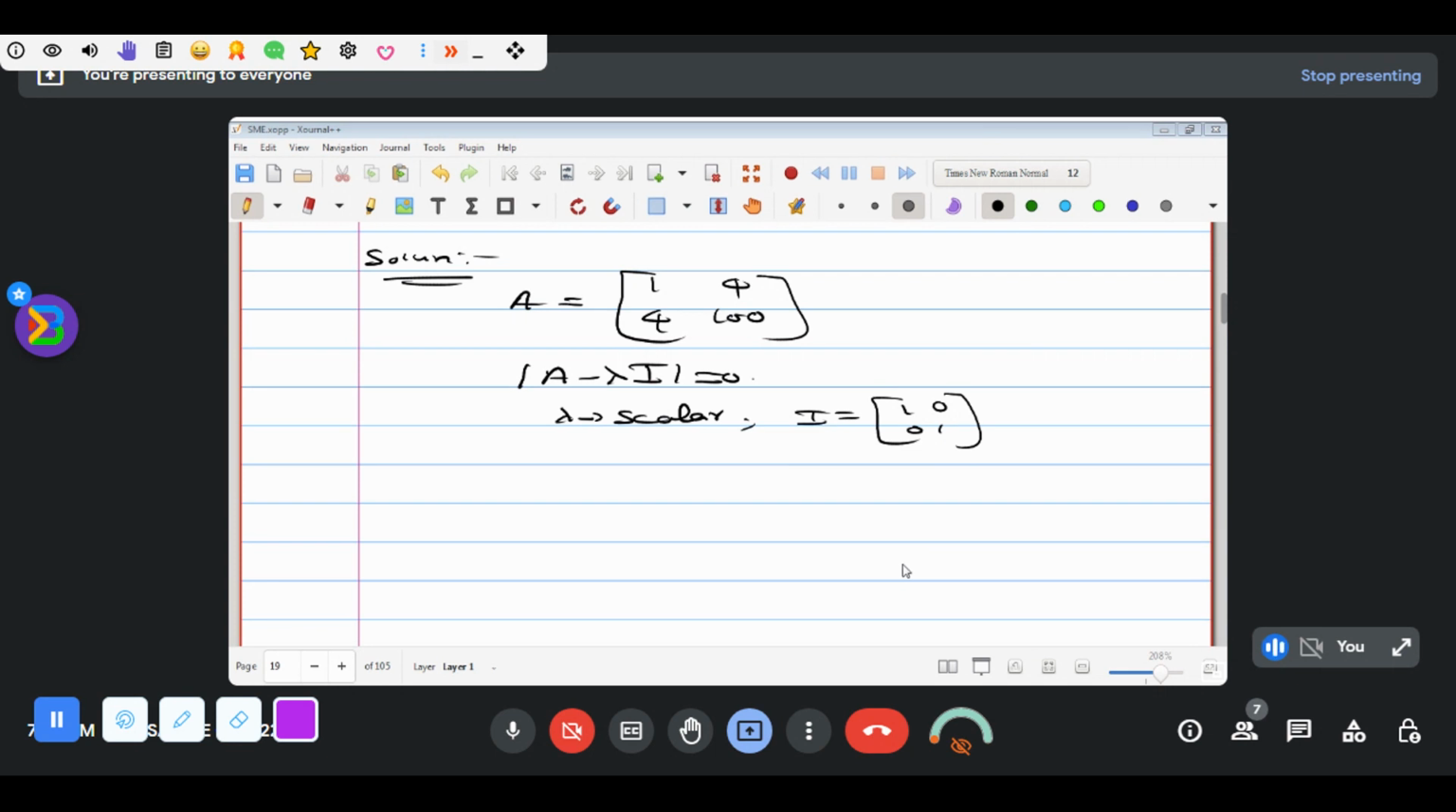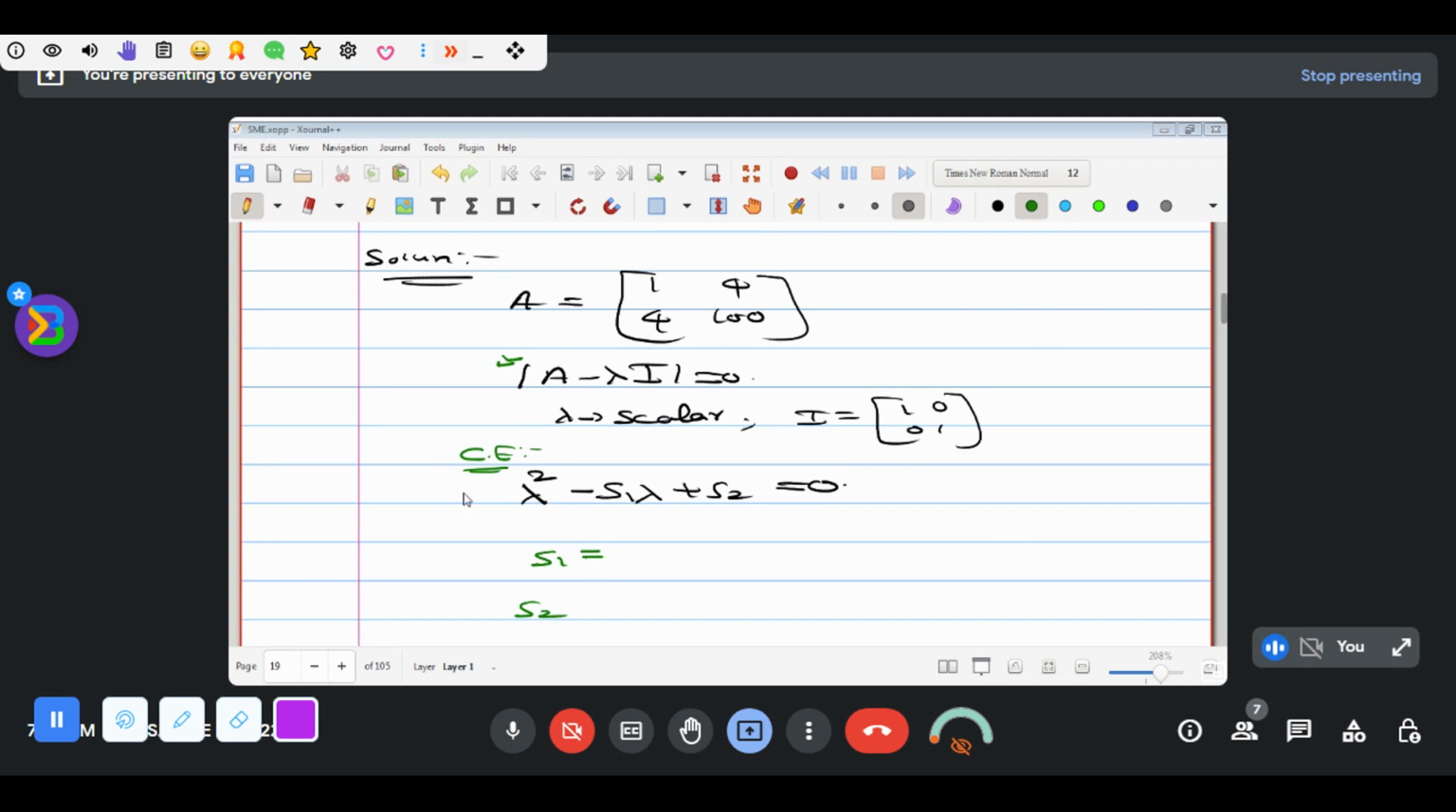Then how to find the next process? What is the format? Lambda squared minus S1 lambda plus S2 equal to 0. This is called the characteristic equation format, the general formula. That format is lambda squared minus S1 lambda plus S2 equal to 0. How to find the S1 value and S2 value? This is a shortcut formula, not using this one directly.